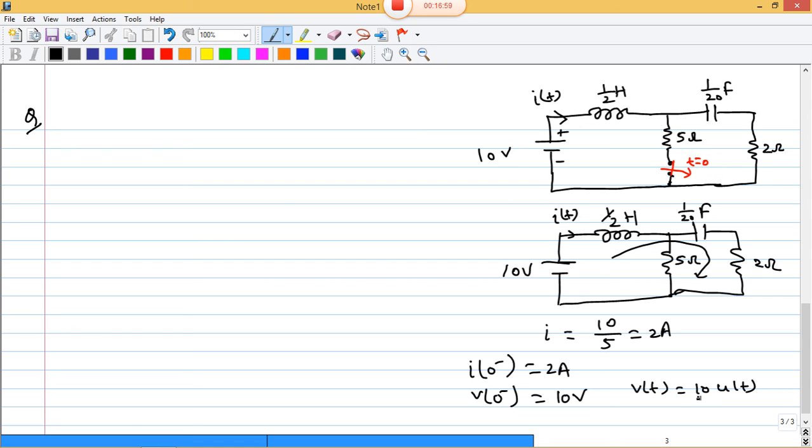So now we can write the loop equation here. The loop equation: s I(s) by 2 minus 1, plus 2 I(s), plus 20 by s I(s), plus 10 by s, is equal to 10 by s. Now based on this equation we can find out I(s) here.